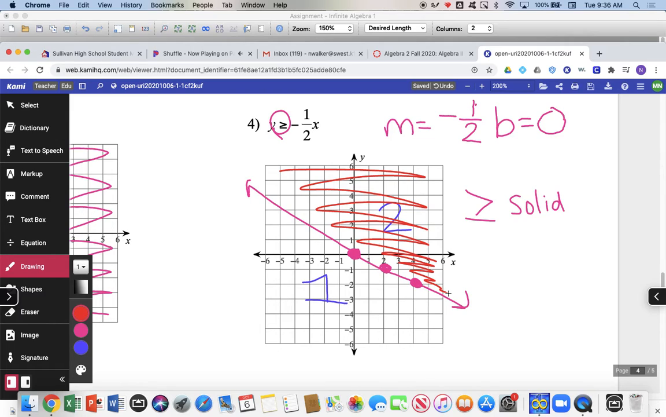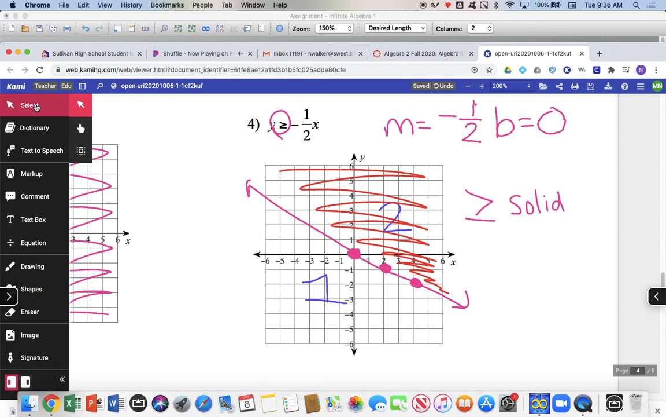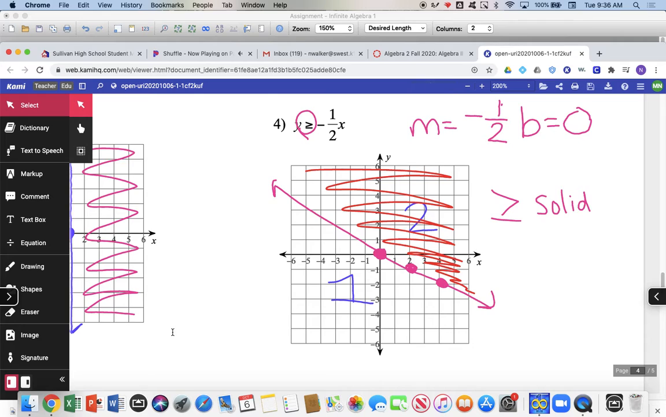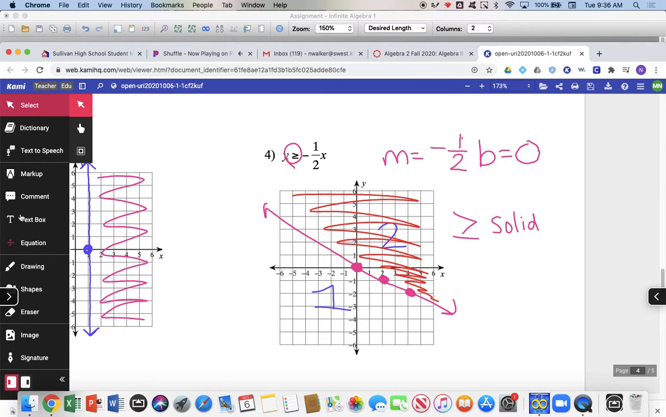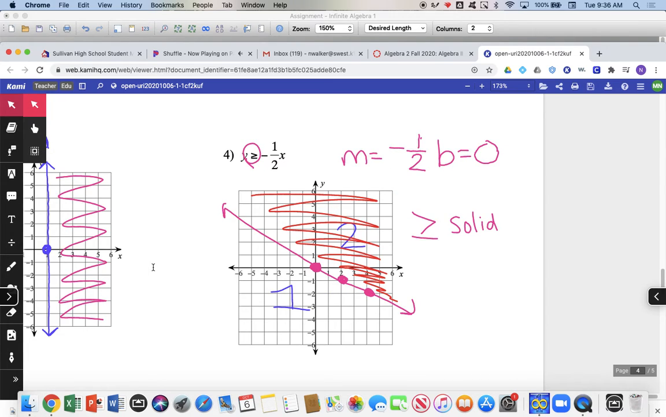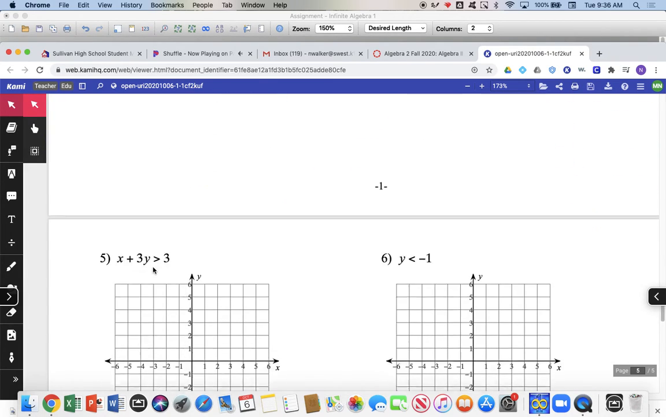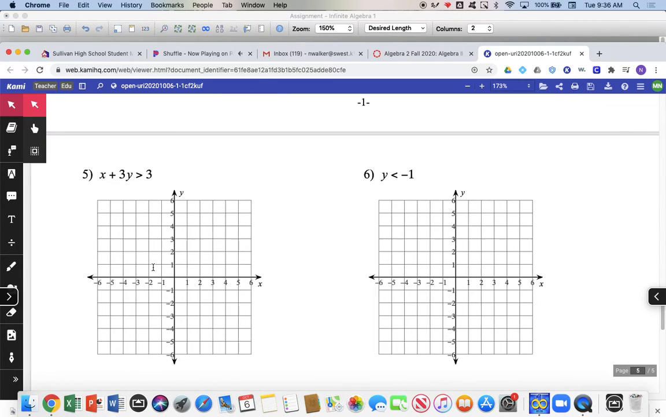So guys, this is what I have for you in slope-intercept form. Now, not every inequality is written in slope-intercept form, so if we need to, we're going to have to get y by itself. We're not going to do every single problem I had planned, but at least a couple.